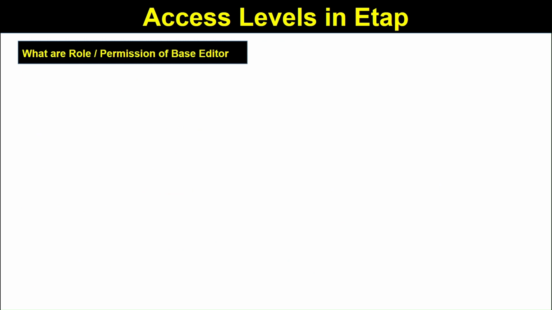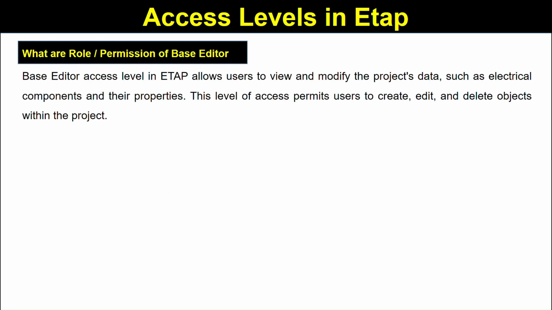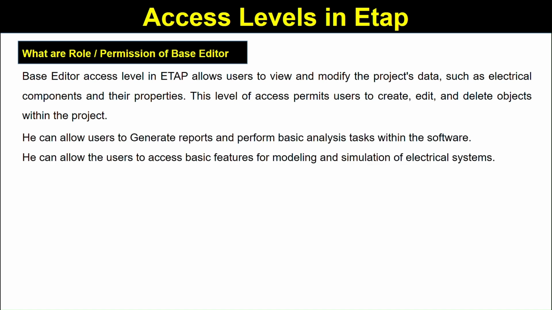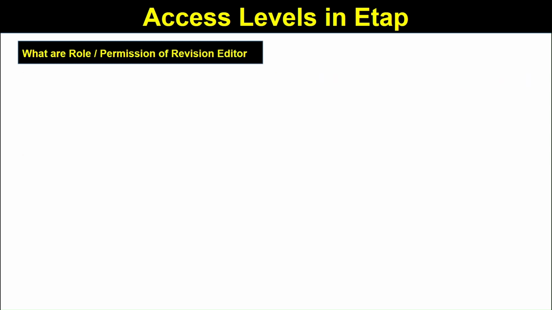What are the roles and permissions of a base editor? Base editor access level in ETAP allows users to view and modify the project data, such as electrical components and their properties. This level of access permits users to create, edit, and delete objects within the project. He can generate reports and perform basic analysis tasks within the software. He can access the basic features for modeling and simulation of electrical systems.